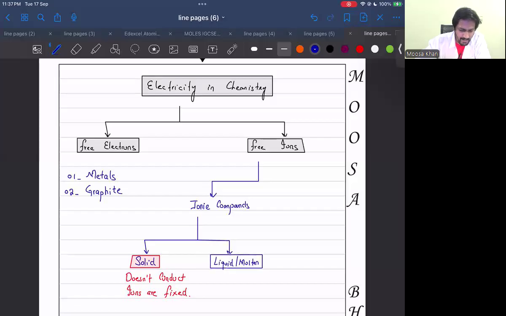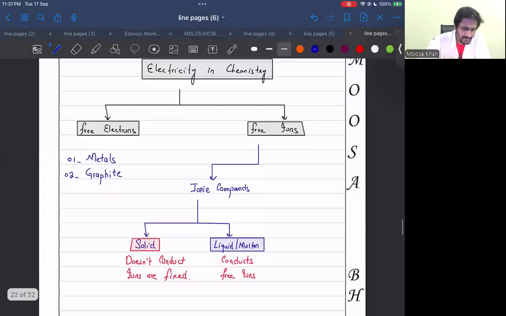Yes, ionic compounds conduct electricity in molten or liquid state. Why? Because now ions have become free to move. Once you have melted the ionic compound, ionic bonds are broken and now the ions are free to move. What about the aqueous state of ionic compounds? Are all ionic compounds water soluble? Aqueous state is when anything dissolves into water, right? So do all ionic compounds dissolve into water?